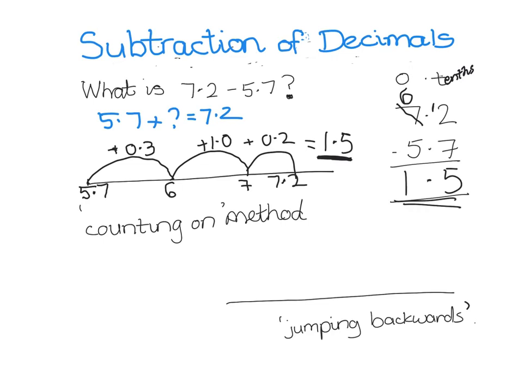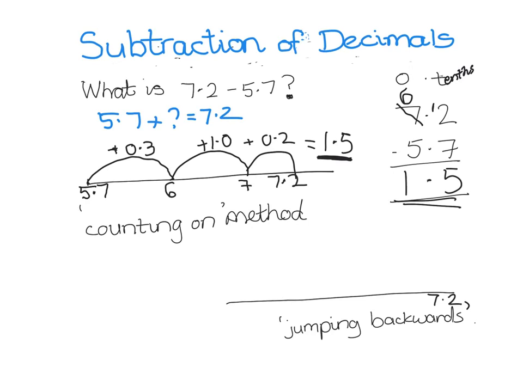Now the last method here is jumping backwards. In this case, we take the large number, the one that's been on top here, 7.2, and I'm going to put it at the end of my line here. 7.2. And now I've got to take away 5.7.